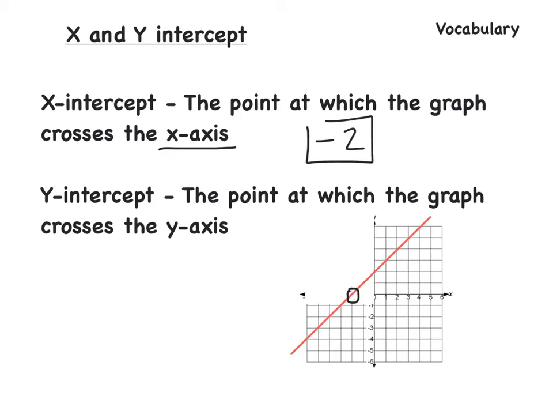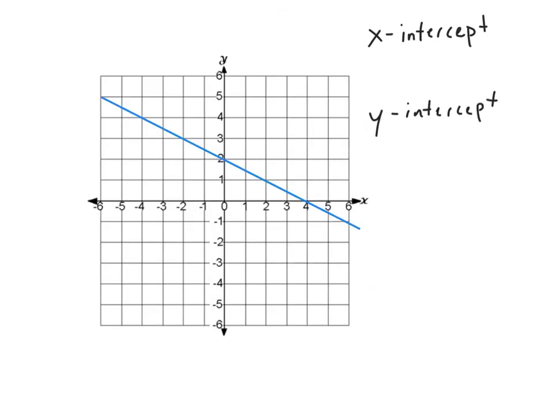The y-intercept is the point at which the graph crosses the y-axis. So in the example below, the y-axis is the vertical line, it goes up and down. Wherever it crosses on the y-axis, right here at 2, this is the y-intercept. So now we have another example.